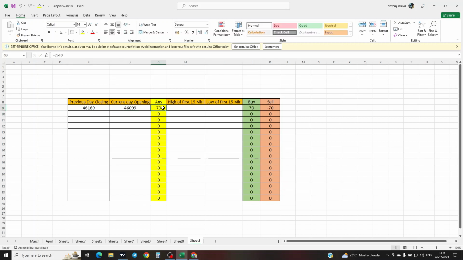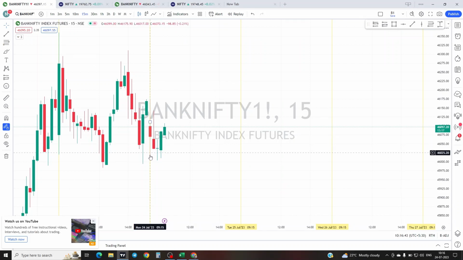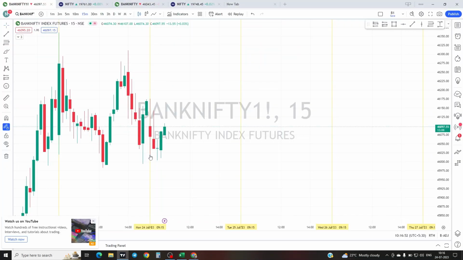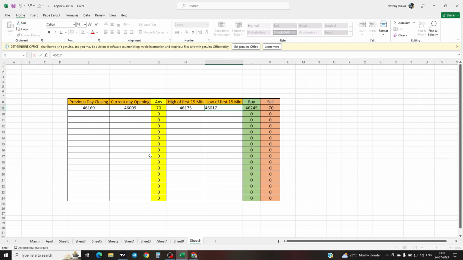Once we enter this value, we will get an answer. The answer is nothing but previous day closing and current day opening, we have to subtract them. And then the high of the first 15 minutes candle. What is the high of today's first 15 minutes candle? The high was 46175, right? 46175. And what is the low? Low is 46017, right? So we'll get buy sell signals.